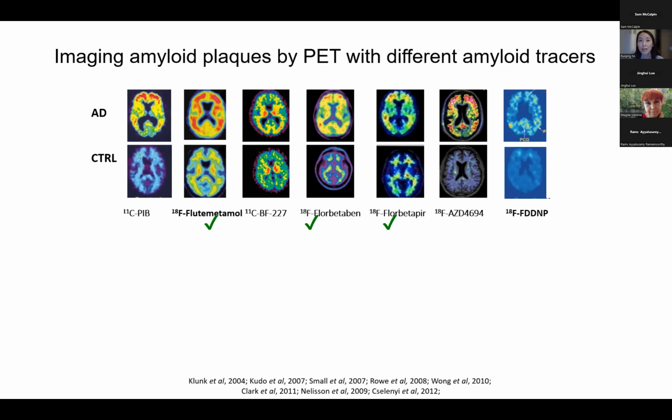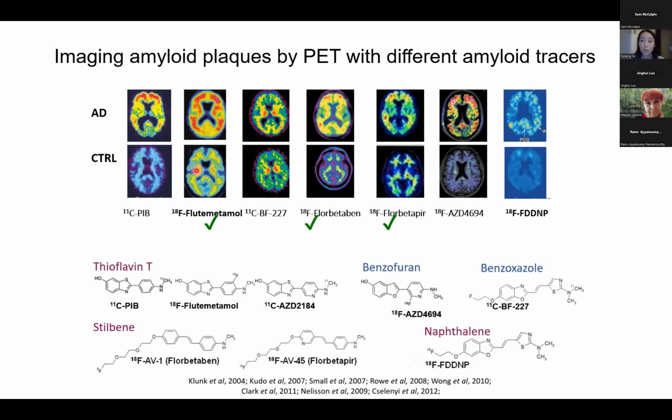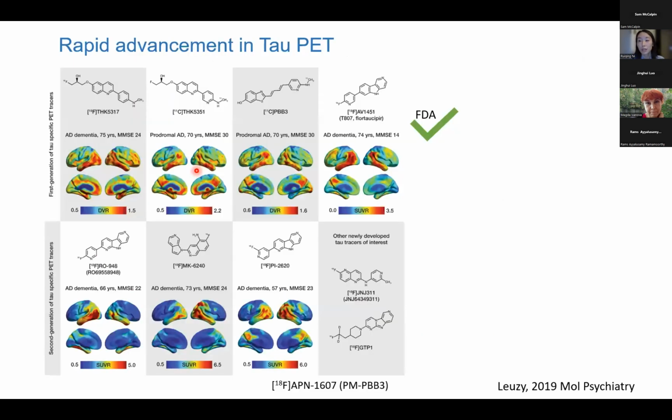We can see on the screen, the first row is the PET imaging in AD patients. Second row is the PET imaging in control cases. We can clearly see there is much more redness in the cortical region in the AD cases compared to the control cases. Many of these imaging probes actually come from the dyes that we used for staining amyloid, such as Congo red, thioflavin T and stilbene structures.